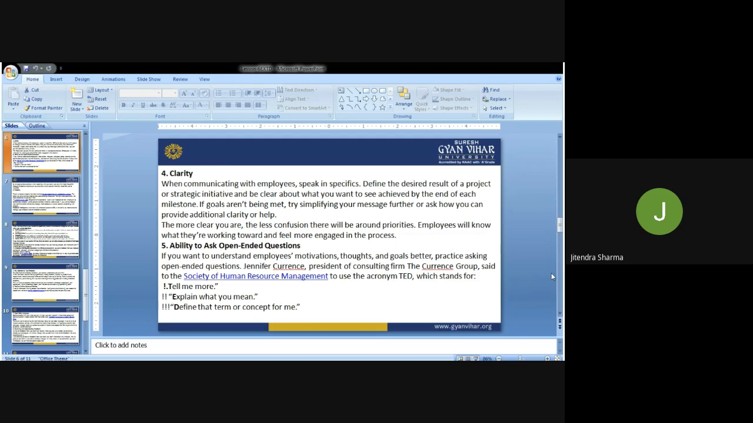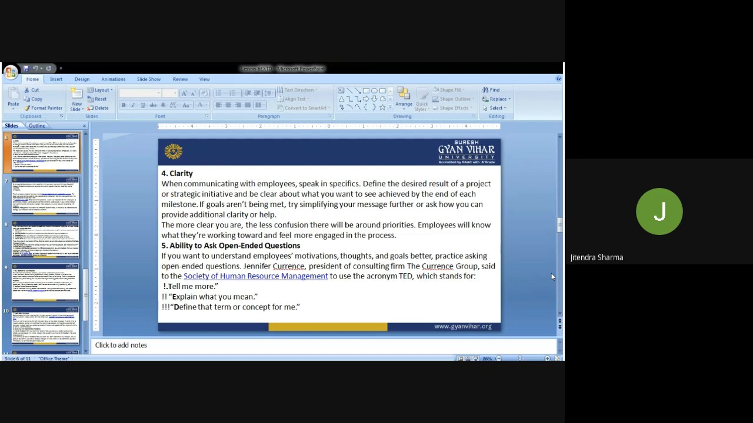Then clarity. Clarity is required when we are communicating with employees: speak specifically, so that each person has the same, common understanding. Define the desired result of a project or a strategic initiative. Be clear about what you want to see achieved by the end of each milestone. If goals are not being met, try simplifying your message further, or ask how you can provide additional clarity to help. The more clear you are, the less confusion there will be around priorities.